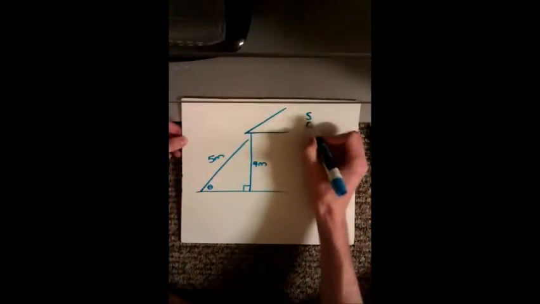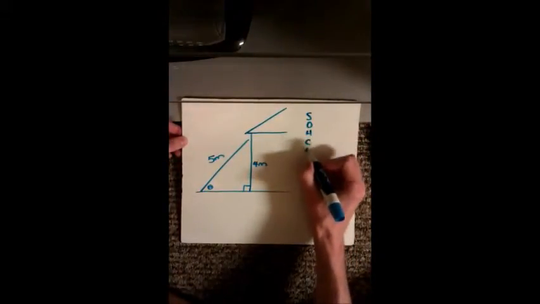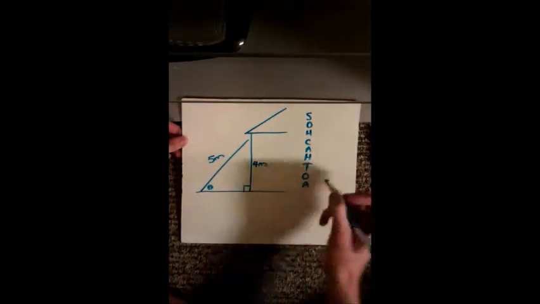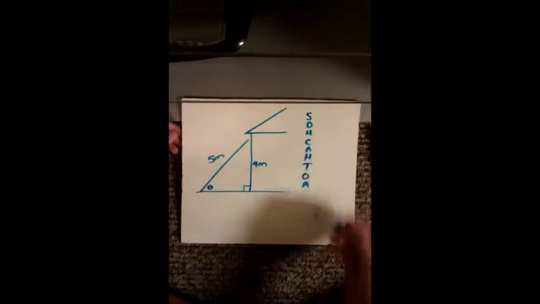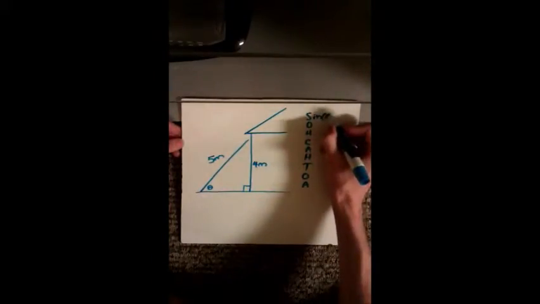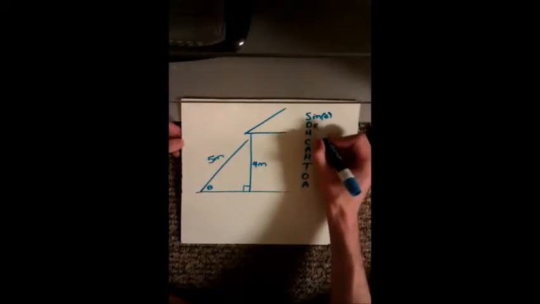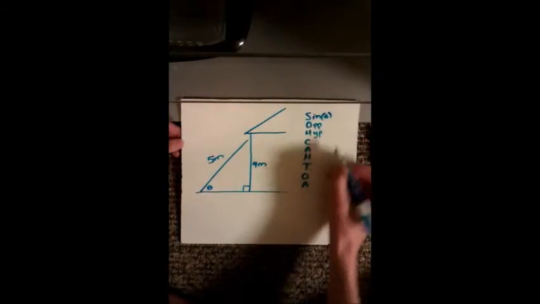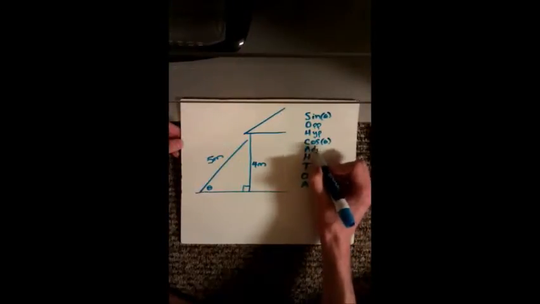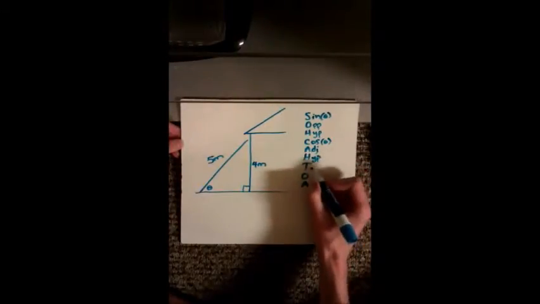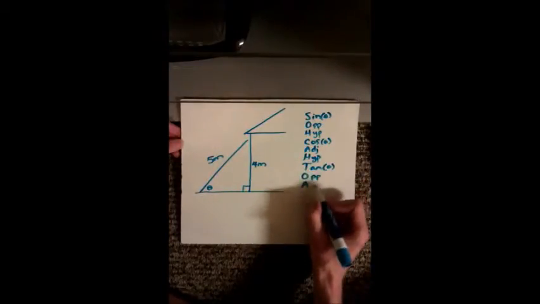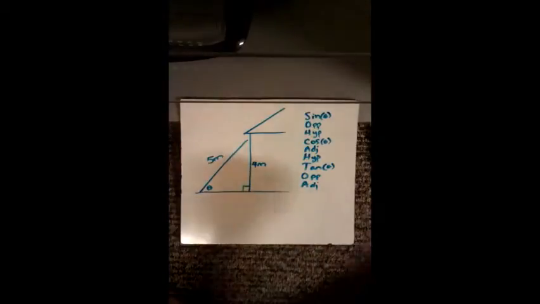So a long time ago you were probably told SOHCAHTOA, or some old hippie caught another hippie tripping on acid, or something to help you memorize what the letters are. So we know that sine, for example, is opposite over hypotenuse. We know that cosine is adjacent over hypotenuse, and we know that tangent is opposite over adjacent.